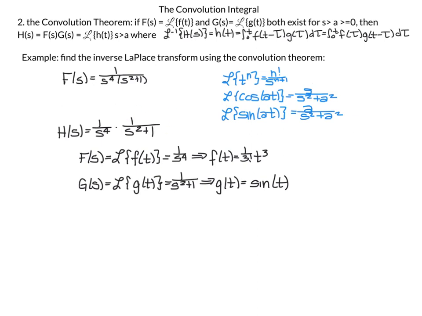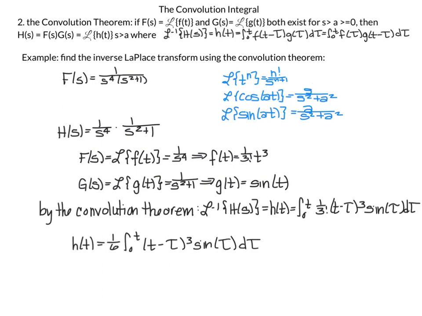Similarly for G of s, the Laplace transform of g of t is equal to 1 over s squared plus 1, which implies that g of t is equal to sine of t. Now everything should fall out easily from the convolution theorem. From the convolution theorem, this line here, the inverse of H of s, which is exactly what we were asked to find, is equal to this convolution integral of f of t minus tau. So I plug in t minus tau for t times g of tau.